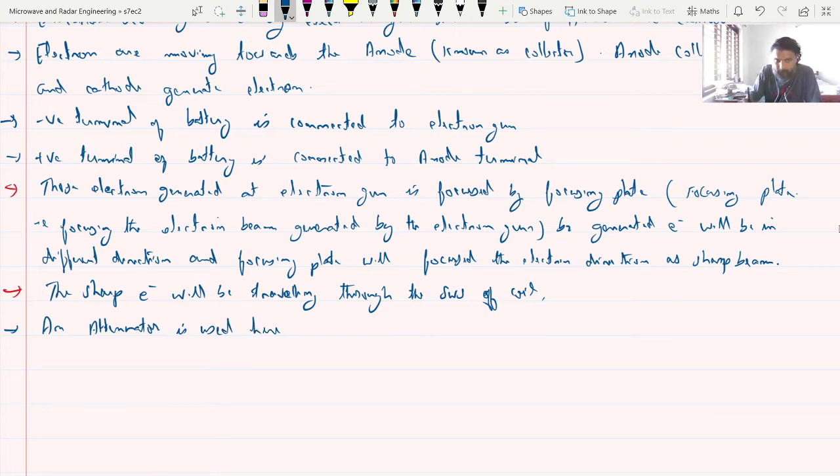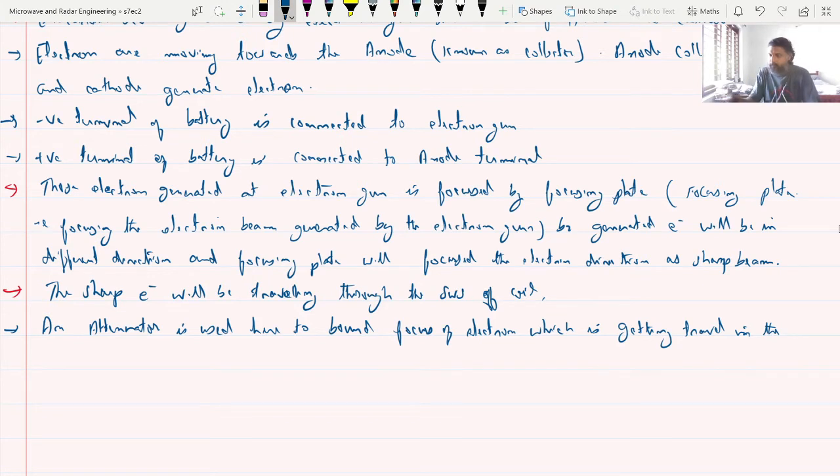In the traveling wave tube, the attenuator is used to bound the focus of the electron which is traveling in the anode direction. I think it is clear for you.